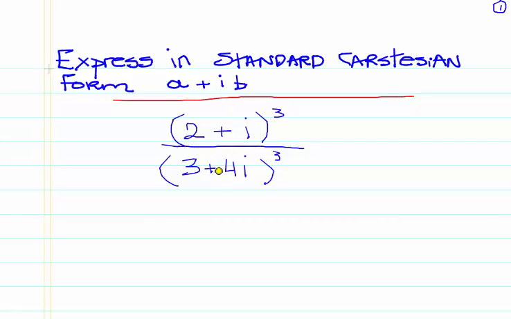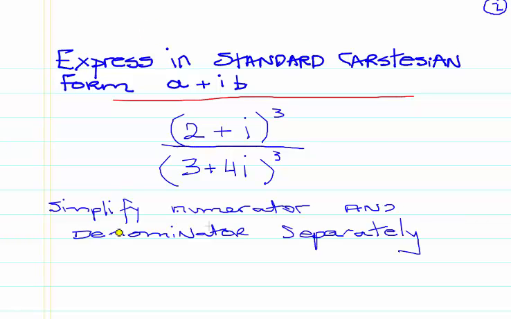So essentially we have a fraction and both the numerator and the denominator are cubes of a very straightforward expression in both cases. So what we have to do is simplify the numerator and denominator separately.